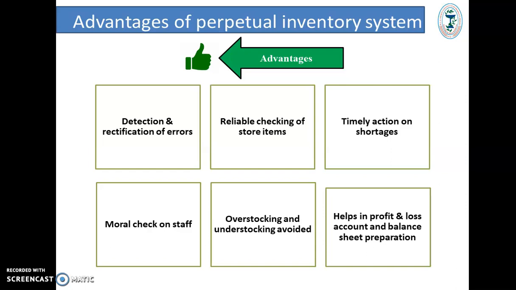As you are recording each and every item, it is easy to find out the shortages and you can take immediate buying action on the shortages. It serves as a moral check on the staff. Any dishonest staff can be detected by actual physical checking of the material. Overstocking and understocking can be avoided as you are physically checking the material as well as recording everything. And it helps in the completion of the profit and loss account and balance sheet. So these are the advantages of the perpetual inventory system.